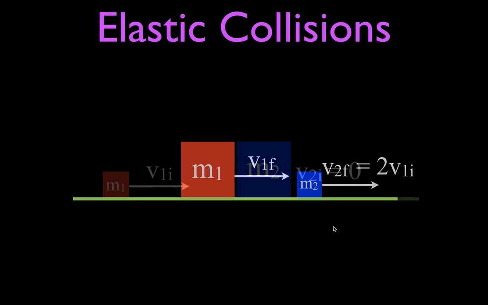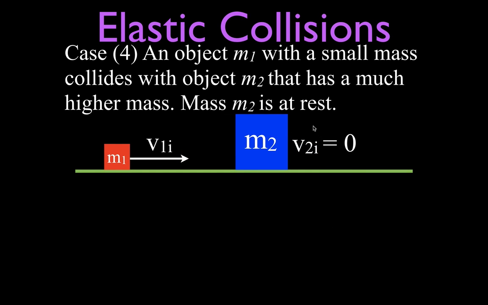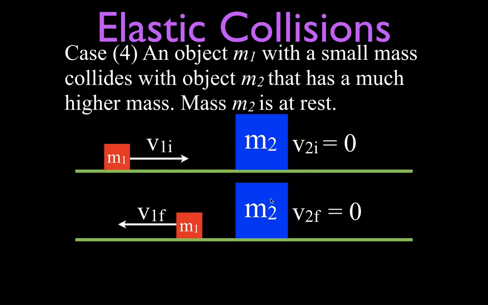Okay, the last one of these is now we have mass 1 and mass 2 again. Mass 2 this time has a much larger mass than mass 1, maybe 10, 100, 1,000 times bigger. And M2 is at rest, M1 is moving. Now this is much larger mass, so it's almost like it's a wall. So this one just bounces off of it and moves away in the opposite direction with the same speed. Okay? So after the collision, M2 is still at rest, and M1 has the same speed but the opposite direction.